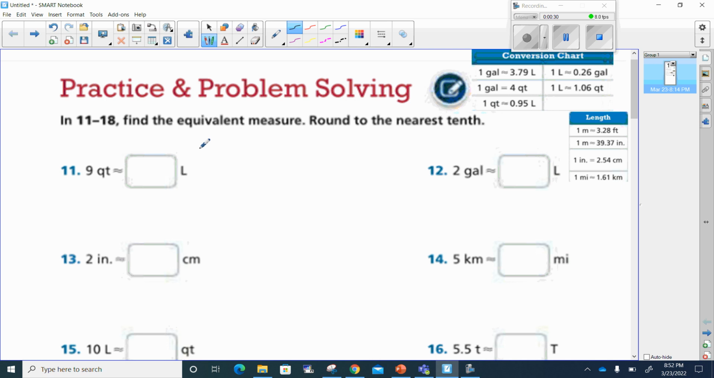I know that I got 9 quarts over 1. I need to put quarts on the bottom, so 1 quart. That way I can get rid of my units of quarts, right? And it's equal to 0.95 liters. And now when I erase my quarts, I have 9 times 0.95. So I'm going to put that in my calculator and see will it work.